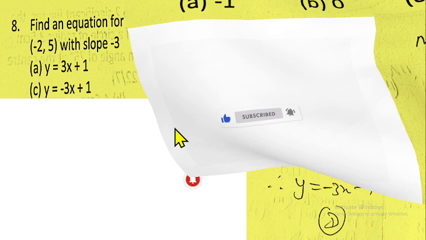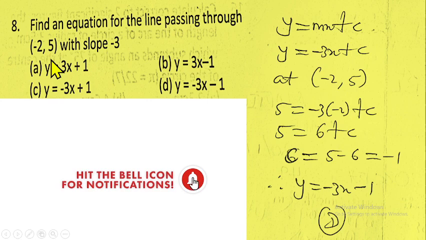Question number 8 is find the equation for the line passing through this point and this point. The question is from coordinate geometry. So you have to find the equation of a straight line. Equation of a straight line is this equation. Like equation of a quadratic equation is y is ax squared plus bx plus c.